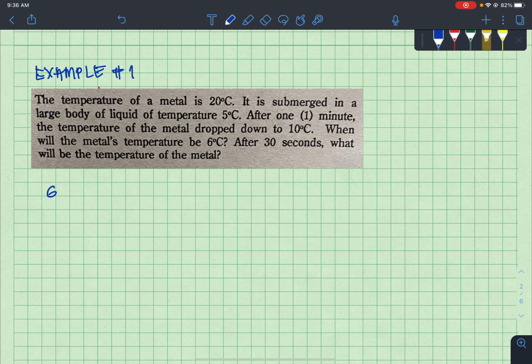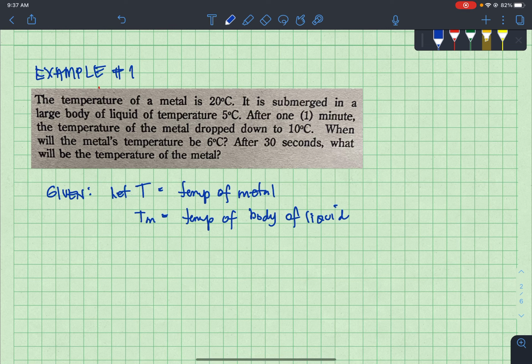So let's provide our given. Let T be equal to the temperature of the metal, which is the body, and then the T sub M, since it is submerged in a large body of liquid, is the temperature of the body of liquid, since that is where we submerge the metal.